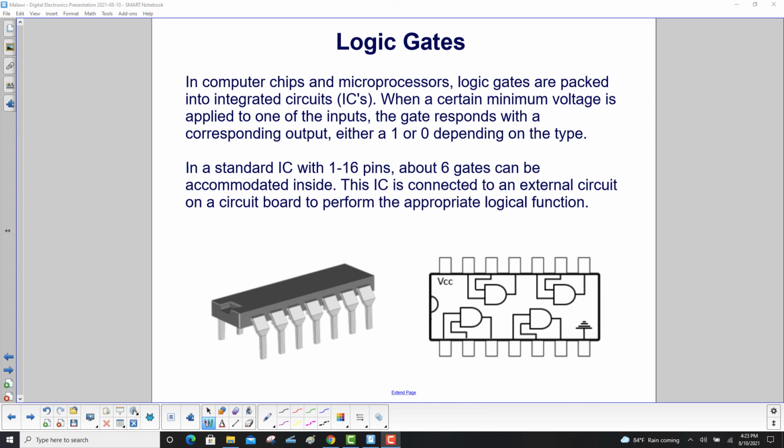In computer chips and microprocessors, logic gates are packed into integrated circuits. When a certain minimum voltage is applied to one of the inputs, the gate responds with a corresponding output, either a 1 or a 0 depending on the type. And you can see here, hopefully you can see here, here are the logic gate symbols that we went over on the previous slides. In a standard integrated circuit with 16 pins, you got 8 on this side, then 8 on the other side, about 6 gates can be accommodated inside. This IC is connected to an external circuit on a circuit board to perform the appropriate logical function.